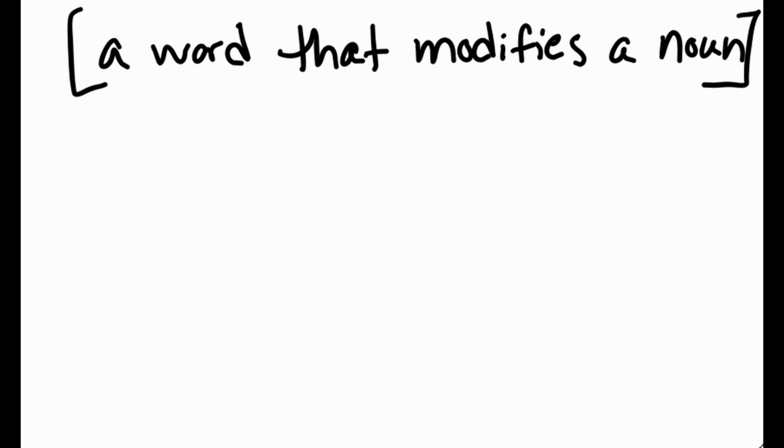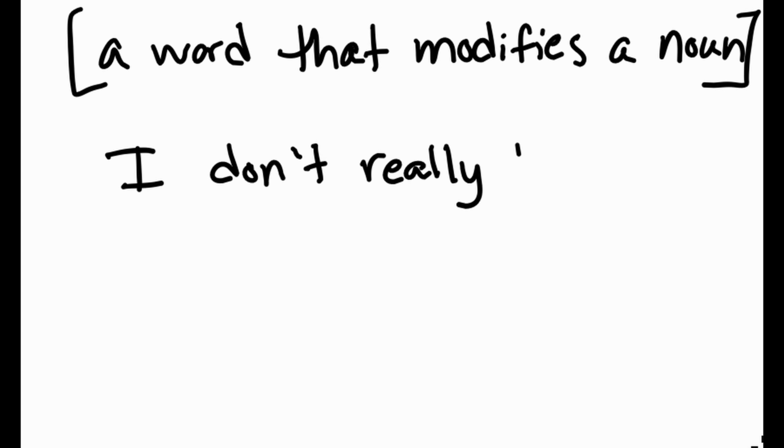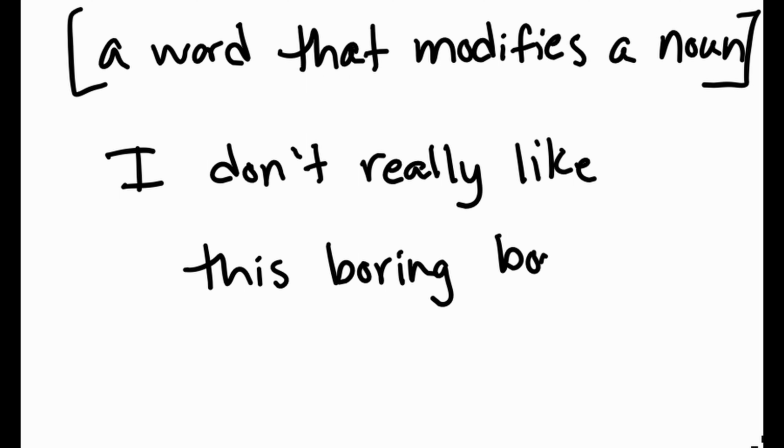Alright. So let's go over one more example sentence. I don't really like this boring book. So, adjective. What do we know about the book? It's boring. Boring is our adjective. It is describing book.